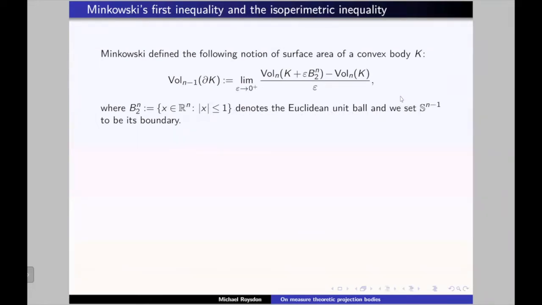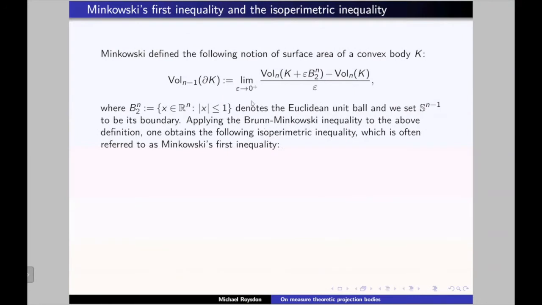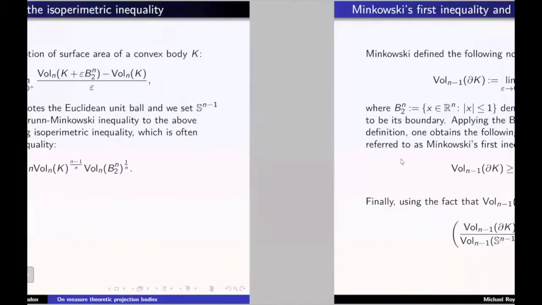We denote its surface by S^{n−1}, just the usual unit sphere. And if one applies the Brunn-Minkowski inequality to this difference quotient, you obtain the following isoperimetric type inequality, which we often refer to as the Minkowski inequality. It asserts that the surface area of the boundary of any convex body always exceeds n times the volume of the convex body to the (n−1)/n power times the volume of the Euclidean ball to the 1/n. And then you use the fact that you can relate the volume of the Euclidean ball to the volume of its boundary.